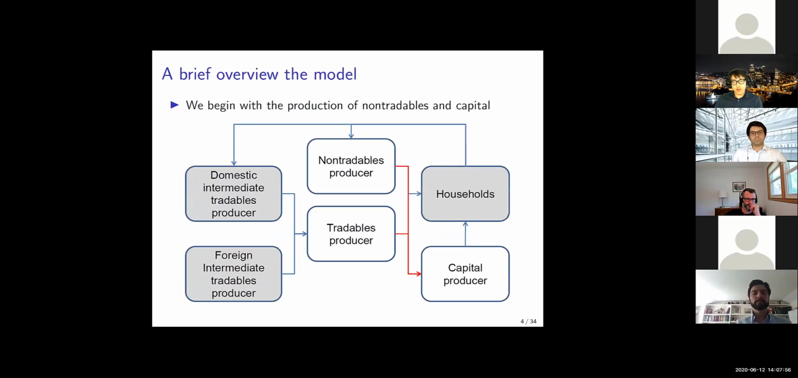Okay. So there are a lot of agents in the model. I will spend a little bit more time on the non-trade parts, the stuff that's relatively new. But just with an overview of the model, we're going to start with the production of non-tradables and capital. So you have capital producers that combine non-tradable and tradable goods.